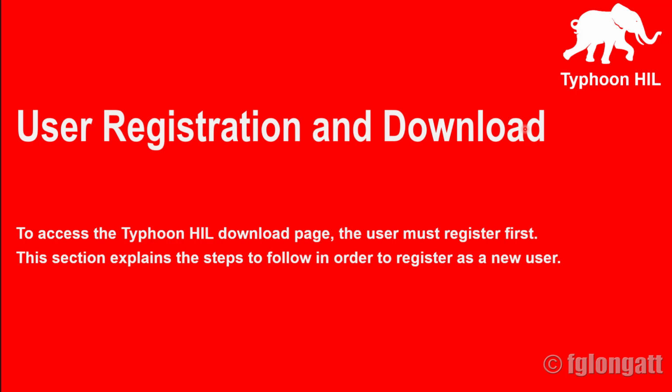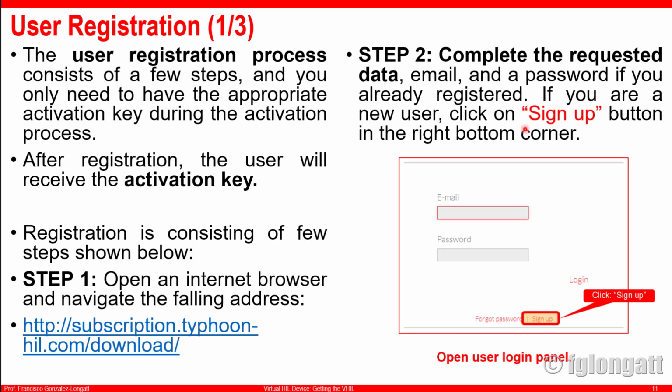Now you receive your email, and what you need to do is download the Typhoon HIL Control Center. As you receive the email, there is a link. You press that link, and you will go to a website. I include here a copy of the general link for download, however, in your email you will receive the proper link.